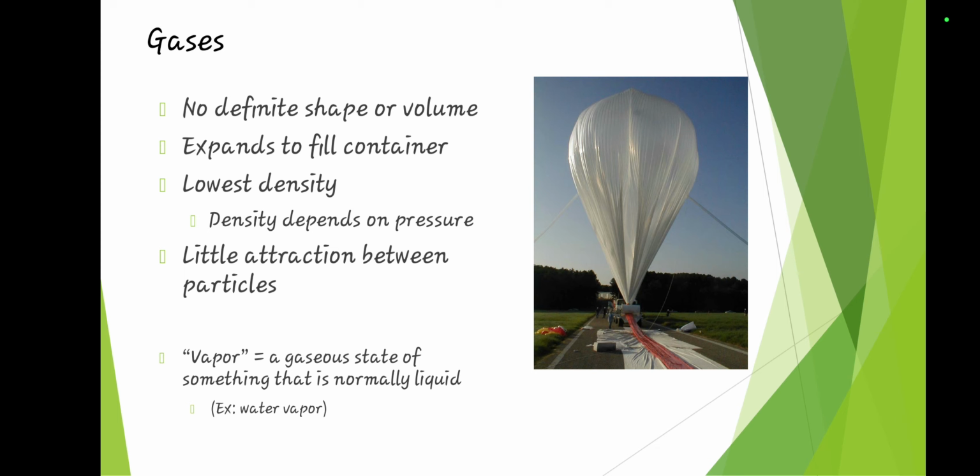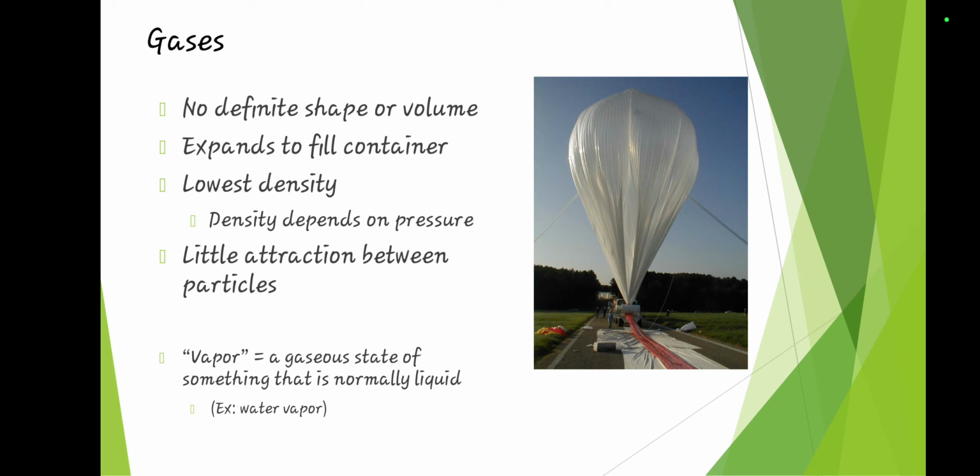Lowest density because the density depends upon the pressure of the container, and it has little attraction between the particles. Why? As I've said, the particles can move freely throughout the container, so literally they cannot attract to one another. So it has little attraction.